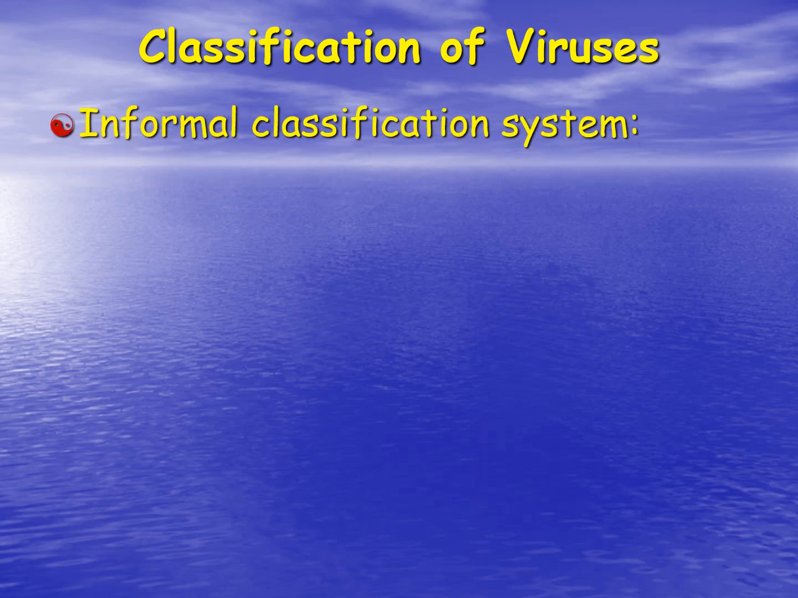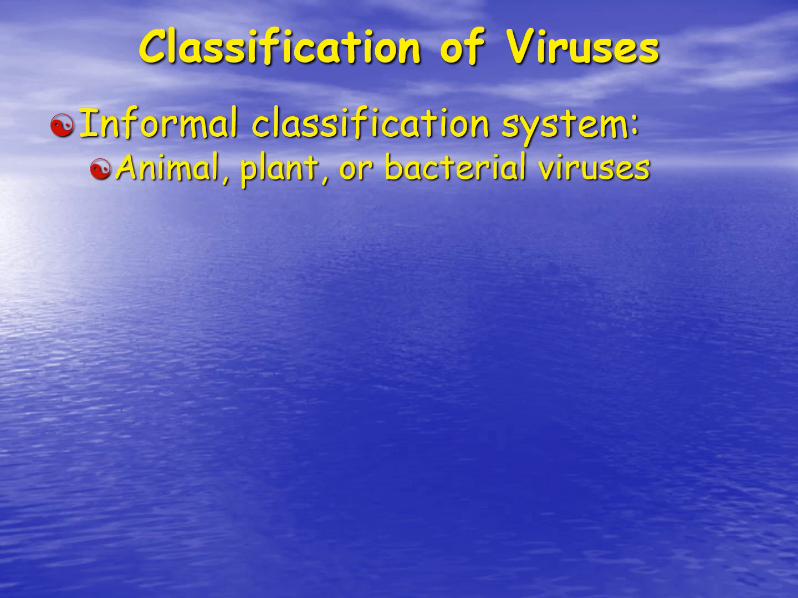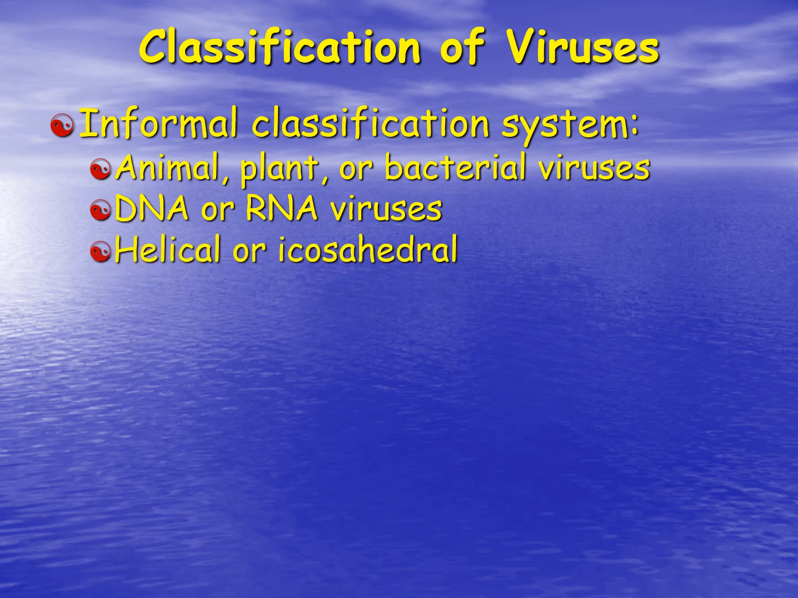Now, how do we classify viruses? Well, there's actually a very informal classification system that's still used today. And this is, are you an animal, plant, or bacterial virus? Plant viruses do not infect animals or bacteria, nor do bacterially infecting viruses infect animals or plants. Are you a DNA carrying virus or an RNA carrying virus? And is your capsid helical or isohedral?